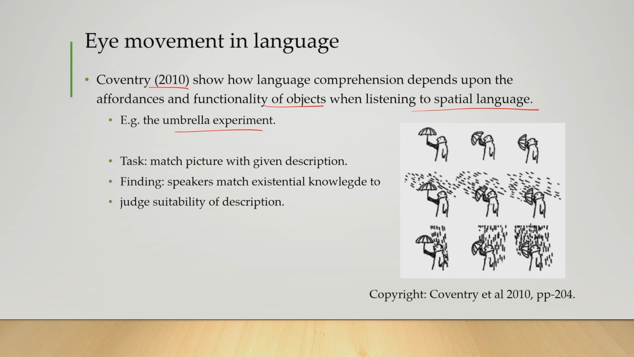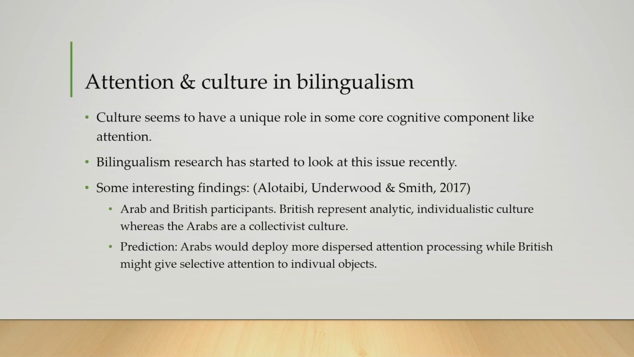There are various pictures and various descriptions. The finding was that speakers match existential knowledge to judge the suitability of the description. So, in this picture, you cannot say that he covered himself with an umbrella. There were various sentences given, such as the man is under the umbrella, the umbrella is over the man, and so on. Depending on the world knowledge of the people, the matching happened.